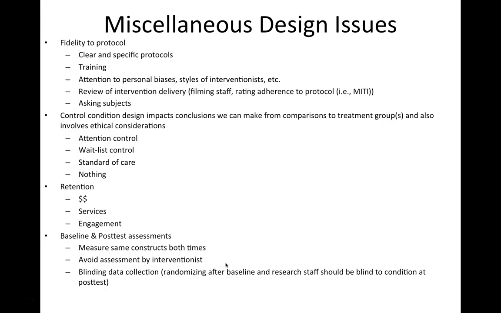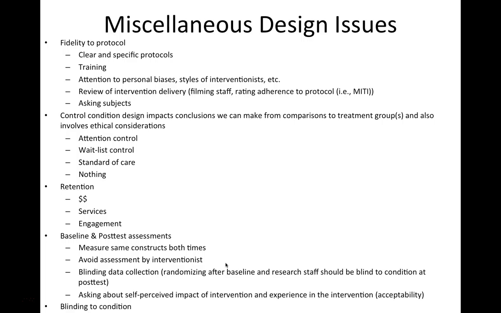We also want a blind data collection, so we randomize people to conditions after we do their pretest assessment. And then ideally, research staff should be as blind to condition as possible at post-test. And there may be a variety of very subtle ways in which we convey to them what we want their answers to be based on their condition. And so blinding the research staff to condition can be a really important piece of that assessment. We can also ask them about their self-perceived impact of the intervention and their experience in the intervention, what's often called acceptability assessments, and I'll talk more about that in a second.